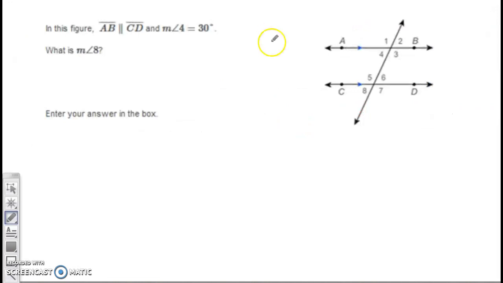Alright, so let's start solving some quiz questions. It says AB is parallel to CD, and the measure of angle 4 is 30 degrees. What is the measure of angle 8?